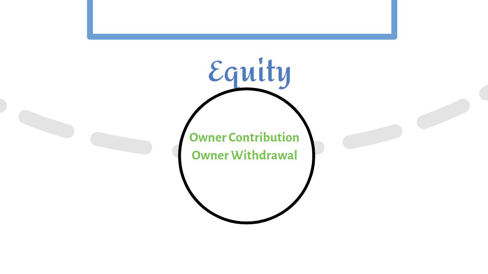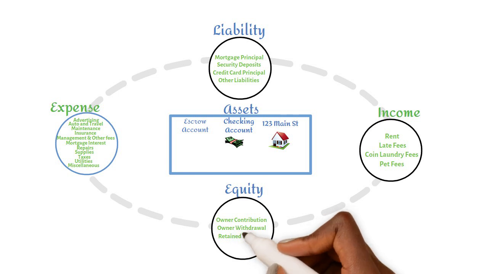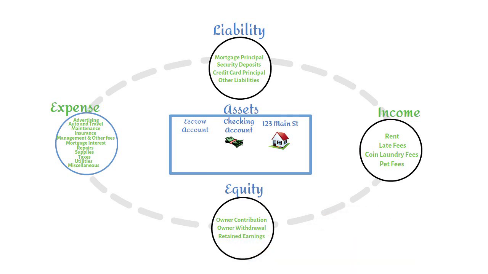Now, being an ambitious business owner, you might also decide to defer gratification and leave your profits in the business to fund additional growth as part of the retained earnings section of the equity category.